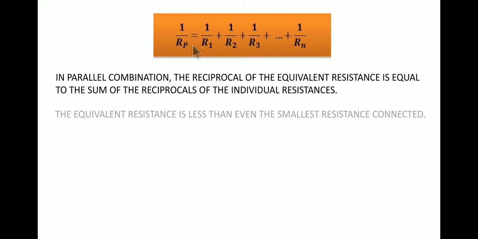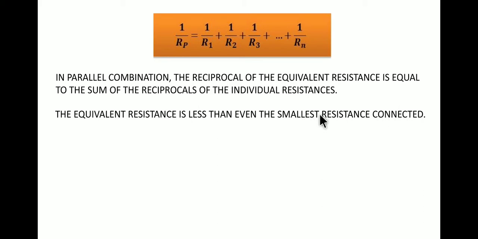All right. The equivalent resistance is less than the smallest resistance connected. See, the result when you add all these will be such a small quantity that if any of these resistances is very small, the result after adding will be even smaller than that particular resistance. So that's why the equivalent resistance is less than even the smallest resistance connected. I'll explain this with an example.